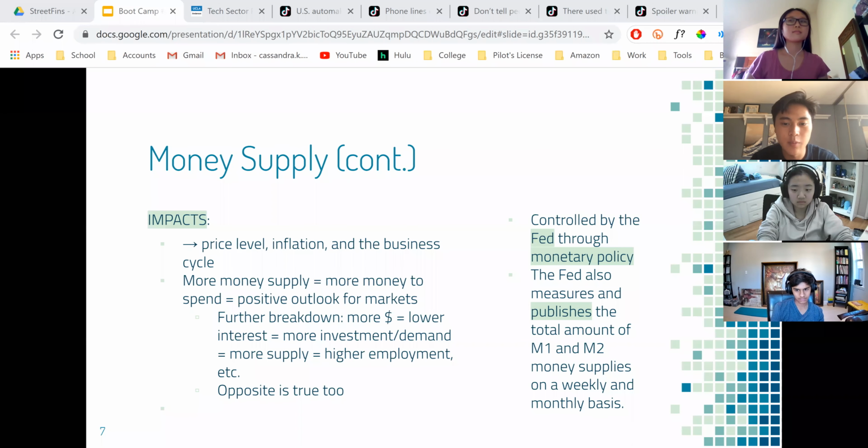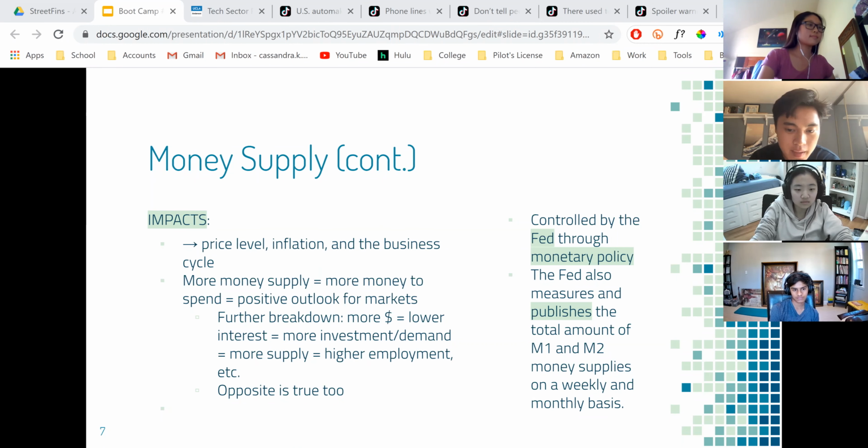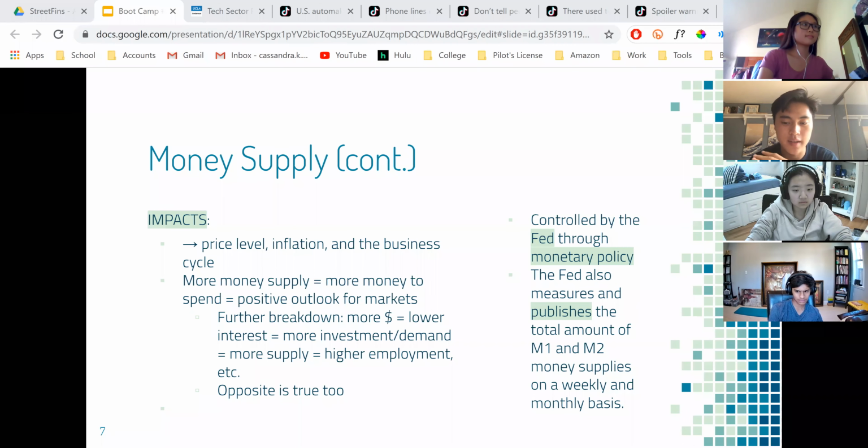The Fed will be the first domino that sets a chain reaction through its monetary policy. As you can see on the slide, more money makes more spending, which creates a positive outlook on the economy. But there are many chains of reactions with money supply. I could talk about monetary policy all day, but the fundamental thing you need to know is that it smooths the ups and downs of the economy. And in times of crisis, like now, the Fed can pump emergency cash, slash interest rates, etc.